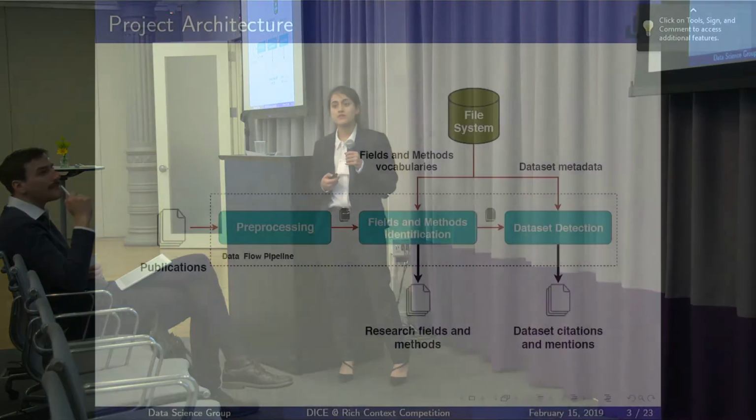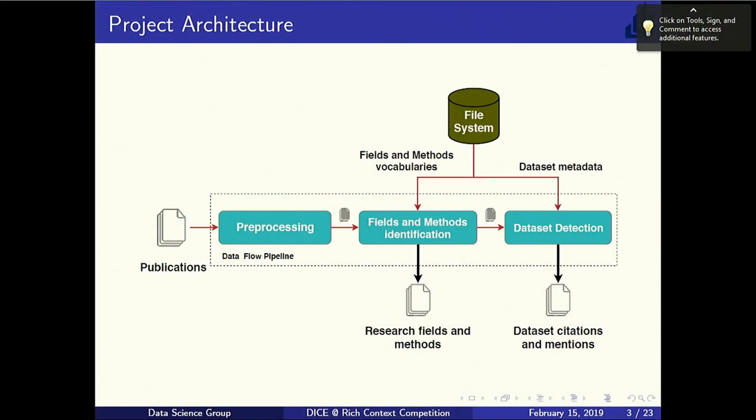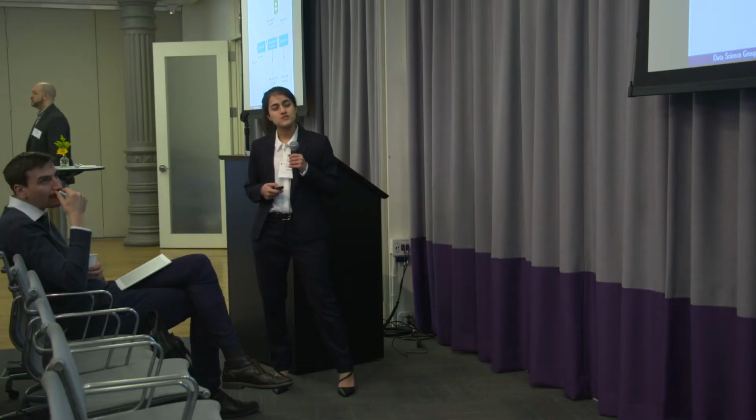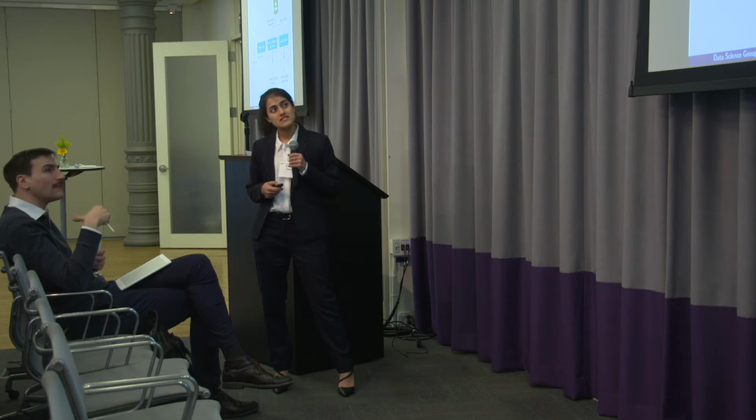Starting with an overview, our pipeline consisted of three main components: pre-processing, fields and methods identification, and dataset detection. The pre-processing module read from the publications and generated some files. These files, along with the fields and methods vocabulary, were used to identify fields and methods in the publication text. The information about the research fields was then passed on to the dataset detection module, which, together with the dataset metadata, was used to identify the dataset citations and mentions.